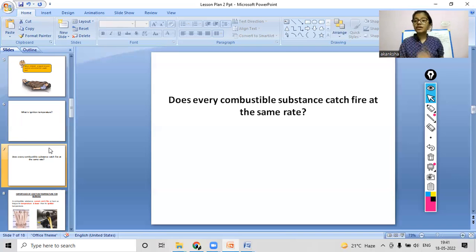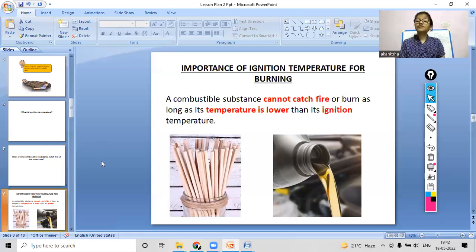Some will take their time and some will burn very easily. That's why we are always made aware by our adults that whenever there is a fire near us, we should keep combustible substances away from it, like petrol, diesel, kerosene. That is why adults don't allow children to handle such things, because they know they will catch fire very easily, very fast. So now we will move on ahead and see today's topic.